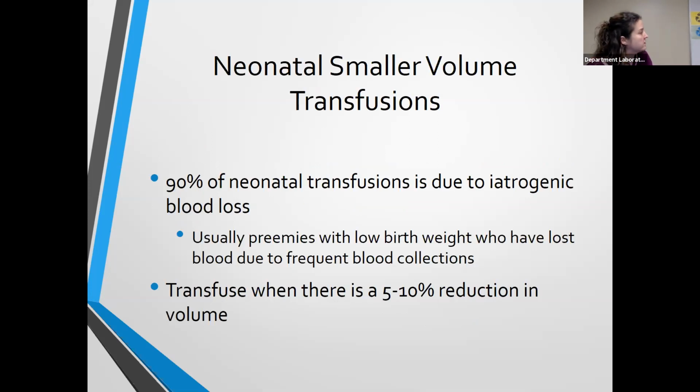And this just illustrates 90% of neonatal transfusions are due to that iatrogenic blood loss. All right, so it's the hospital. We draw so much blood from these patients so we can test them that it causes them to be anemic.